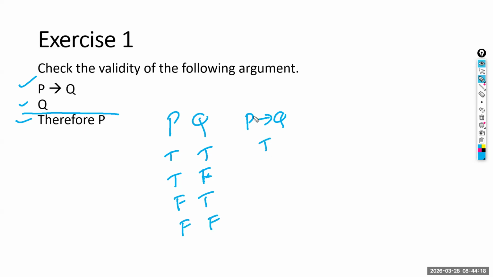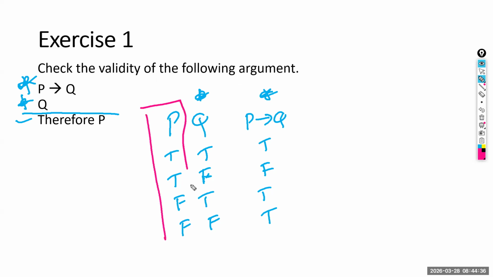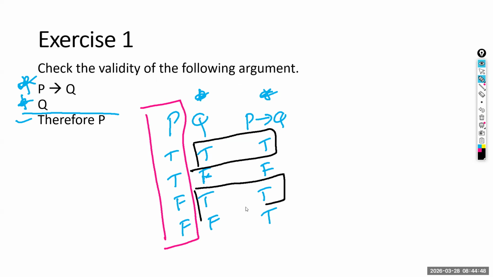True implies true is true according to P implies Q logic. True implies false is false. False implies true is true. Now you need to mark what your premises are. P implies Q is one premise. Q is another premise. Then the conclusion is P. Now this approach says whenever all the premises are true, the conclusion must be true. There are two possibilities where all premises are true. Here all premises are false. Here only one premise is true.